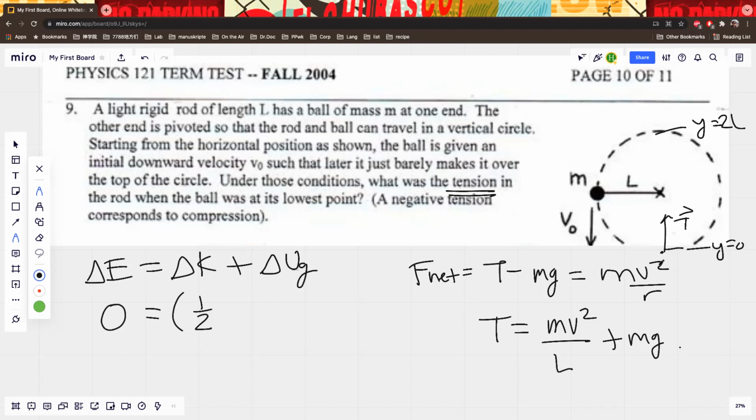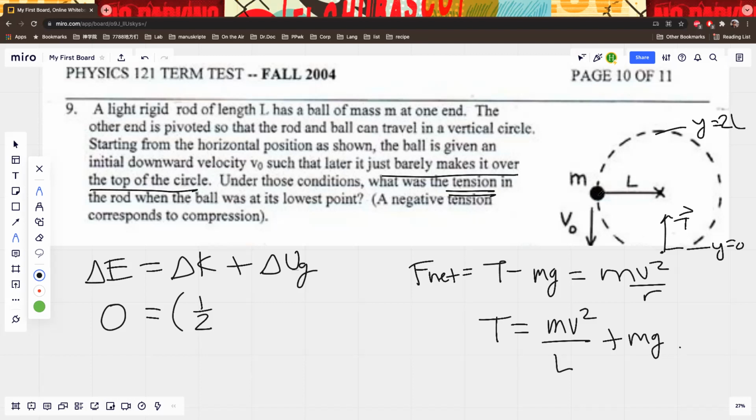So, yeah, I don't know how to continue. Okay, this is how to continue. It says that the ball is given an initial downward velocity of v0 such that later it just barely makes it over the top of the circle. So the ball is given a v0.